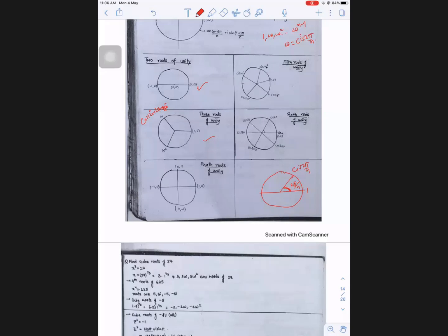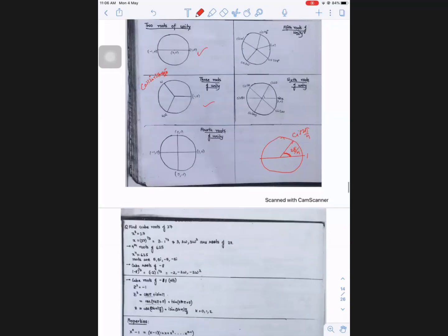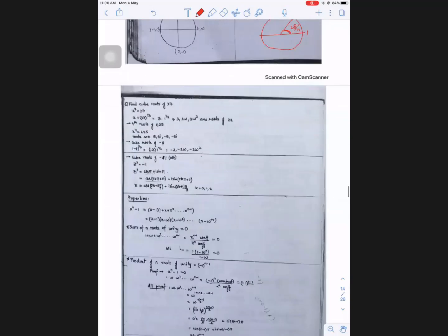And here, why we are discussing only nth roots of unity is that by using this you can find roots of any other number also. For example, if you want to find the cube roots of 27, if you take x cube equal to 27, then x equals 27 power 1 by 3, which you can write as 3 into 1 power 1 by 3. So from this, 3, 3 omega, 3 omega square are the roots. Like this, you can find all roots.